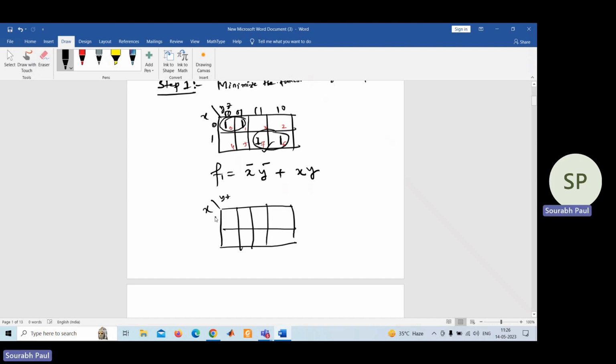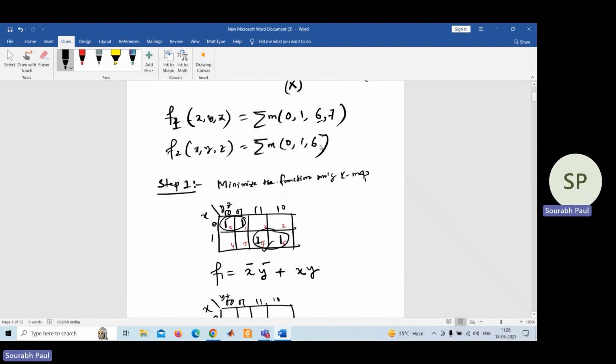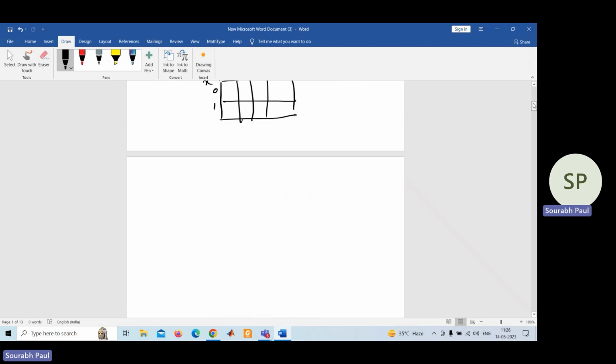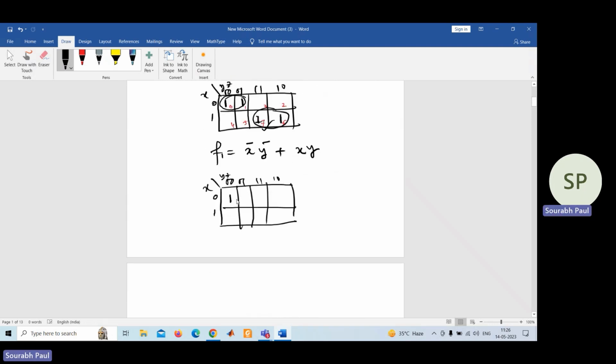X, Y, Z, 0, 1, 0, 0, 0, 1, 1, 0. The indexing I already gave in the last one, so no need to do it again. Now in this case, the terms for the second function are given as 0, 1, 6. We can combine these two, which you have already obtained: X bar, Y bar. What about this one? This cannot be combined, so what we need to write is X, Y, and Z bar.